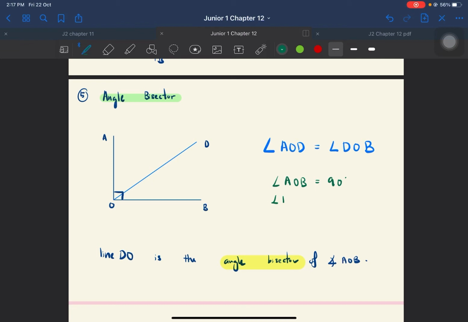How can you identify your angle DOB? First of all, once we know that line DO is the angle bisector of angle AOB, it means that this line DO is going to cut the angle AOB into equal halves. So angle AOD will be equal to angle DOB. Therefore, they will be equal. So 90 degrees, you divide that by 2, you get 45 degrees. Means that angle AOD is 45 degrees and angle DOB as well is 45 degrees. This is what we call angle bisector.